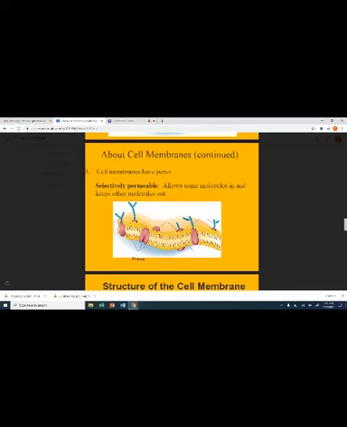You can think of the cell membrane as being like the bouncer to a club. The job of the bouncer is to kick certain people out, but also be really picky or choosy about who they let into the club. And that's exactly what the cell membrane's doing. It's going to be picky. It's going to be choosy about what it lets into the cell and what it lets out of the cell.